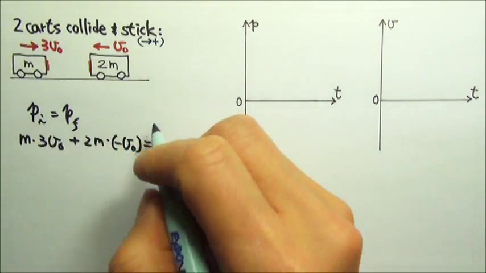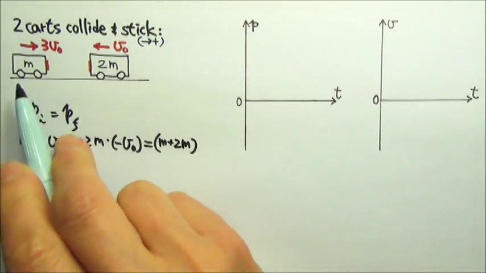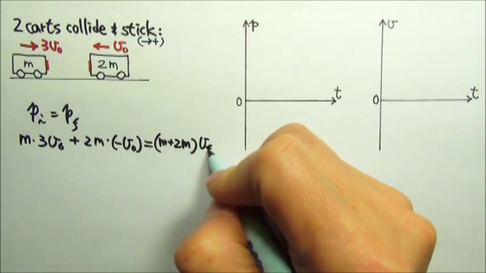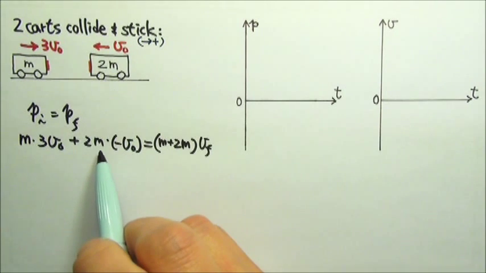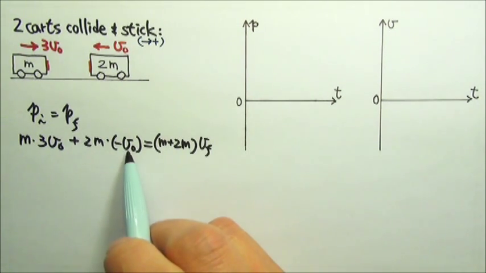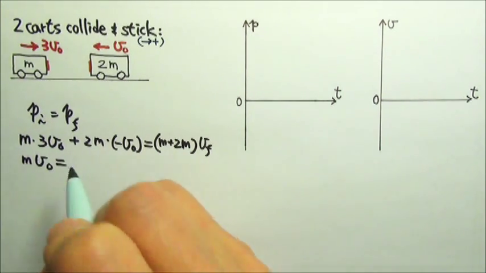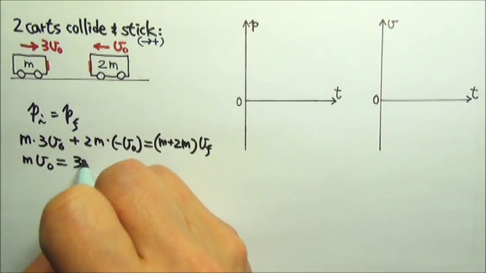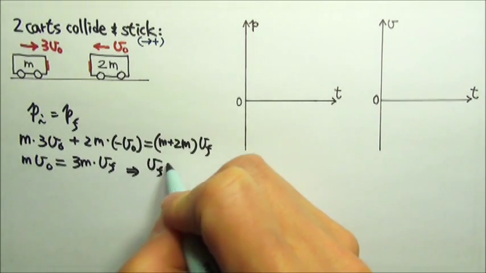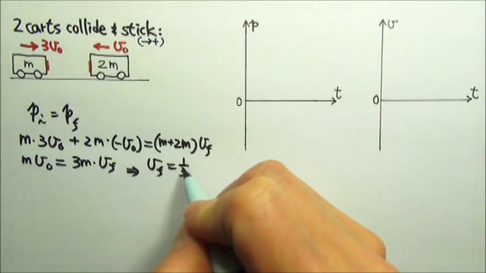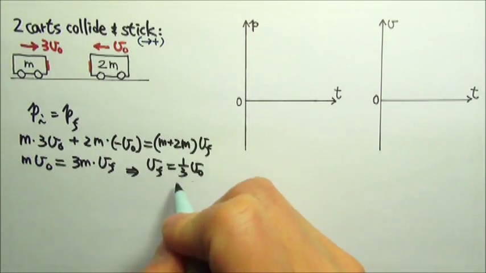Afterwards, they stick together, so we have altogether m plus 2m moving at the same final velocity. We have 3m times v0 minus 2m times v0. So 3 minus 2, we get 1m times v0. And then on this side, I have 3m times vf. So vf is 1/3 v0. It's positive, that means it's to the right.